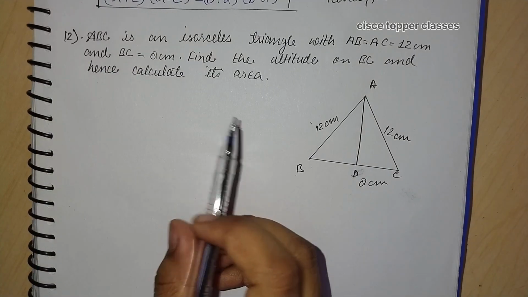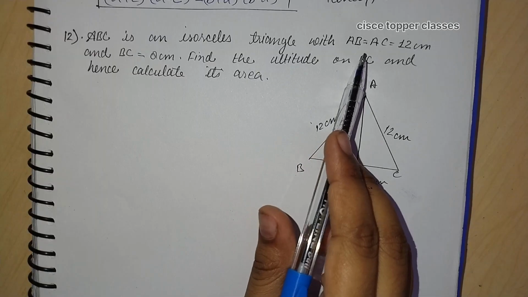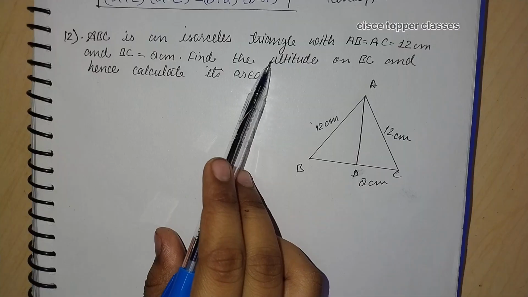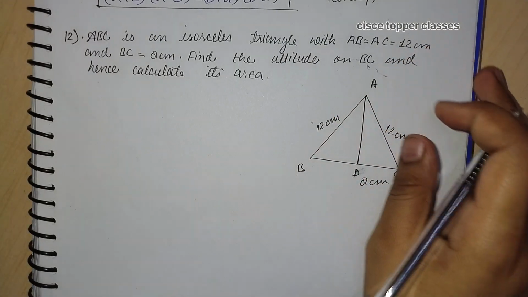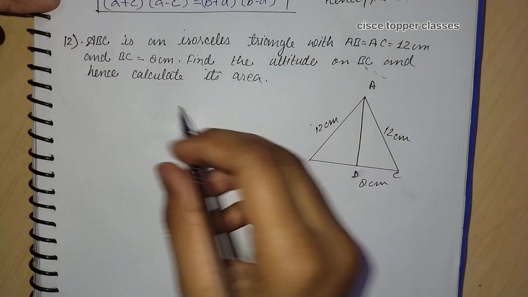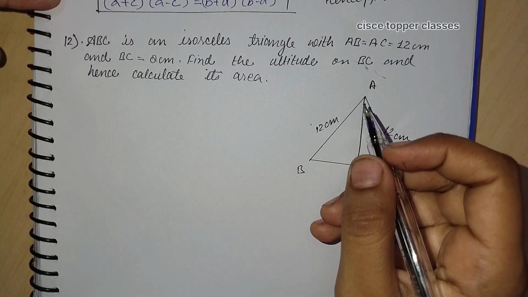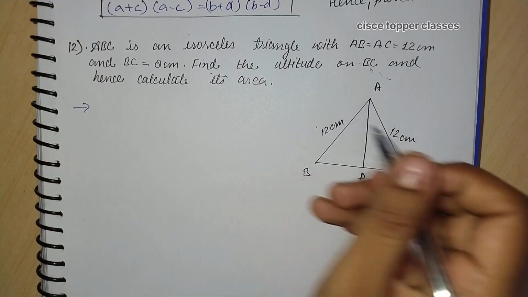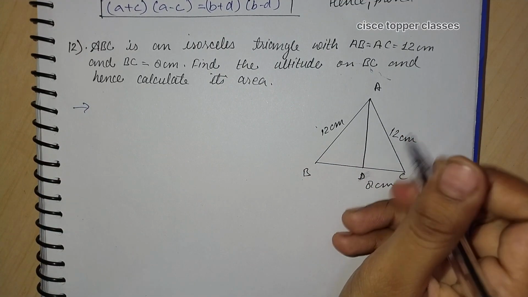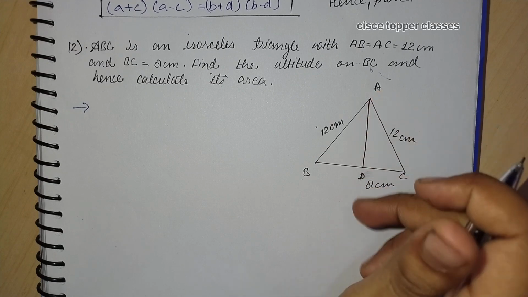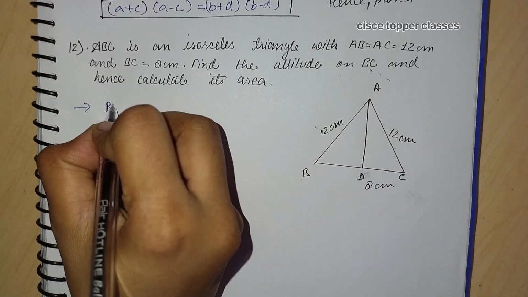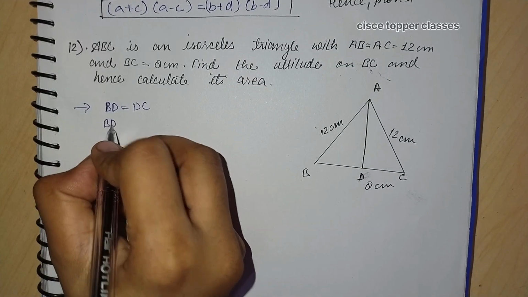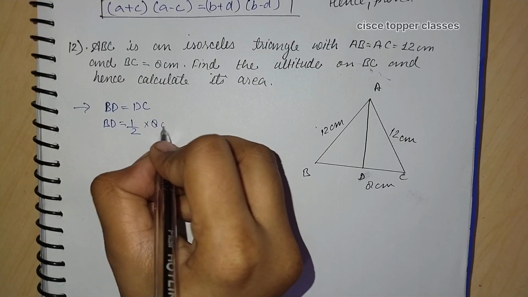Let us solve the 12th question here. Here ABC is an isosceles triangle with AB equal to AC, which is 12 centimeter, and BC equal to 8 centimeter. Find the altitude on BC and hence calculate its area. To find the altitude on BC, that is the value of AD, in an isosceles triangle the perpendicular from the vertex bisects the base, meaning BD is equal to DC. So BD is equal to half of 8 centimeter.